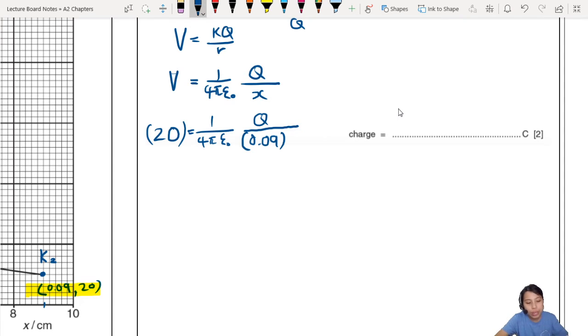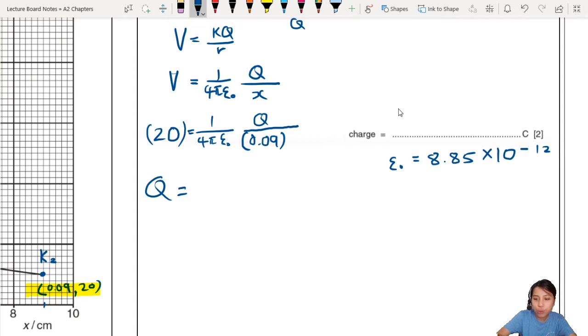So, side note, what is E naught? Reminder: E naught is a constant you can find in your calculator or on the first page of every exam paper. That's 8.85 times 10 to the negative 12. So, press the calculator and rearrange to get Q.